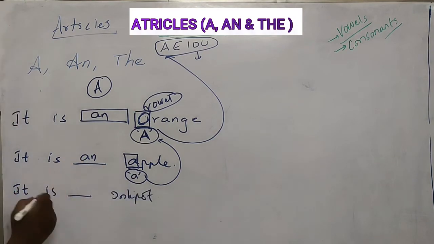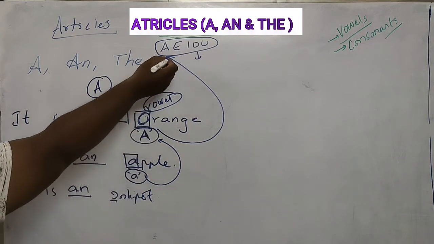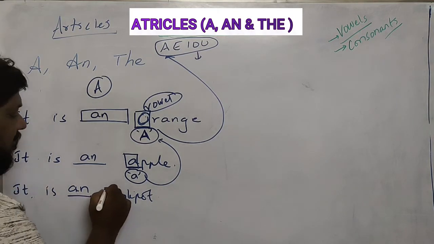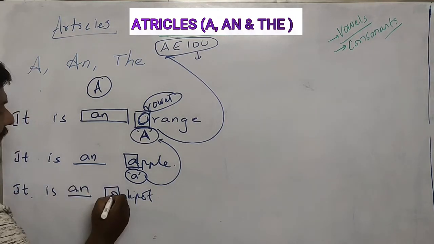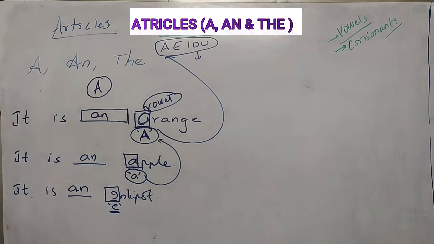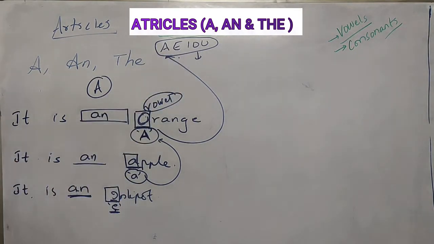Ink pot. What do you write here? Yeah, you write here "an". Why? Because I is in the vowels. No. You see here, what's the pronunciation? Ink pot. The sound which is coming here is E. It is not I. So, what do you write here? Because E is a vowel, you write "an" here.